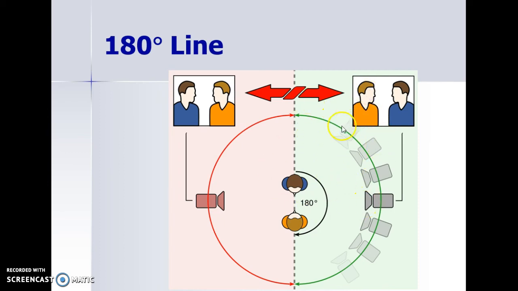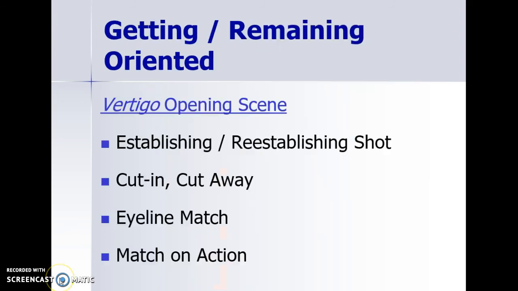So again, it's a quick recap before we move on. Once you've established the 180-degree line, you do want to keep your camera on this half of the circle. And you can put it anywhere along here, but you typically want to keep it on one side so that your characters don't suddenly switch degrees or angles.